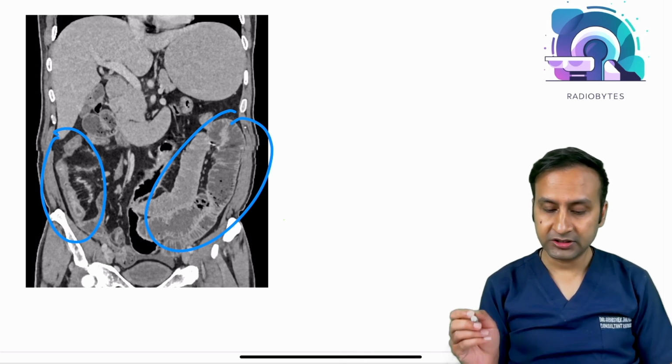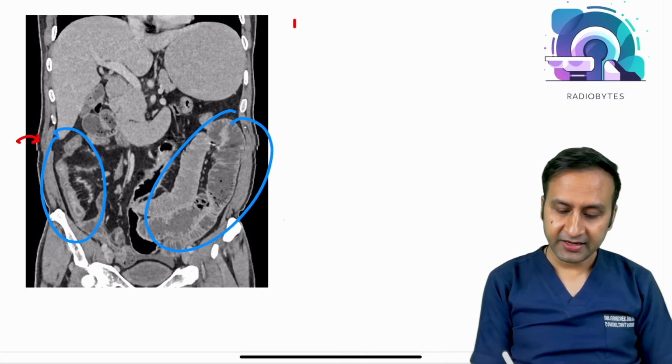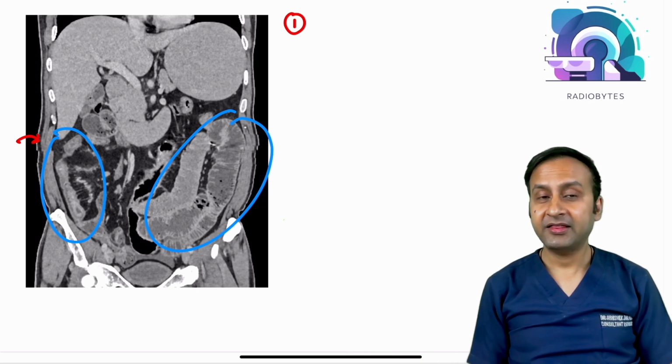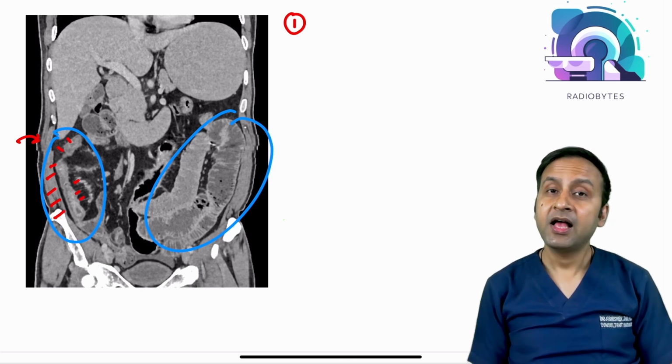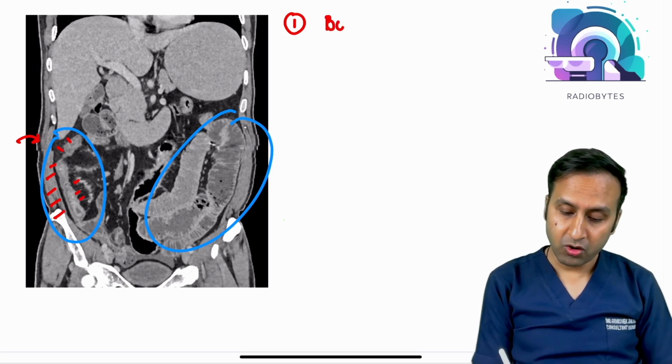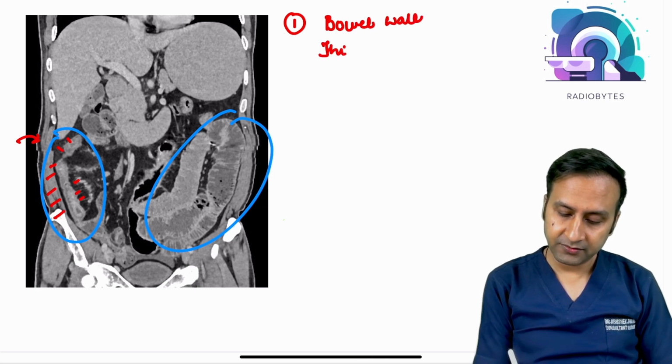Now, what is the pathology? First, let's talk about the right side. On the right side, I think everybody would be able to pick up that there is a bowel wall which is thickened. So there is a bowel wall thickening here, and we already discussed that this is an ileal loop which is thickened. So there is bowel wall thickening, number one.